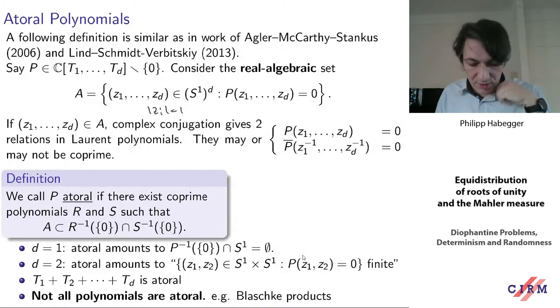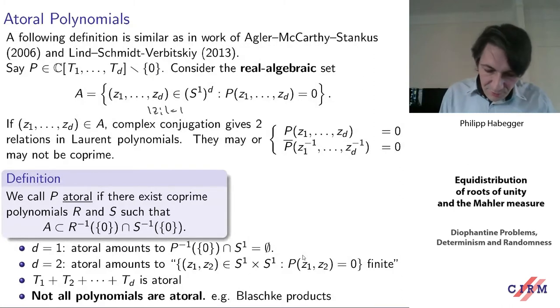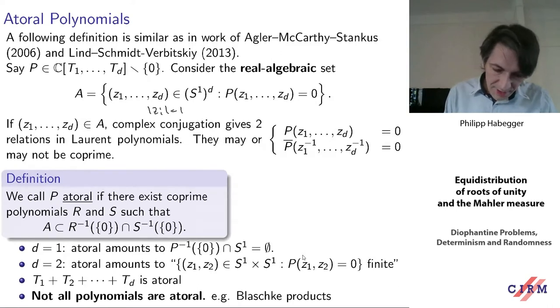Then that's a situation we can deal with. So the precise definition of atoral is as follows. We say that the polynomial P is atoral if there exist coprime polynomials R and S.